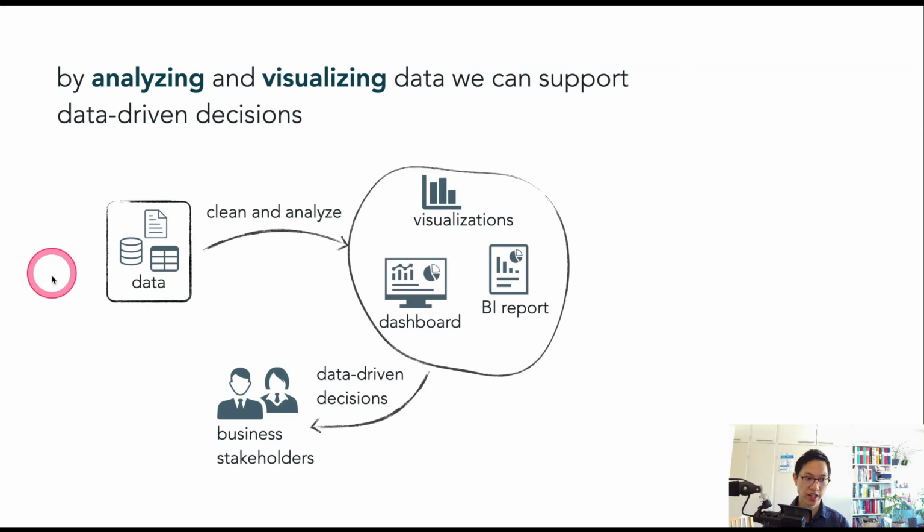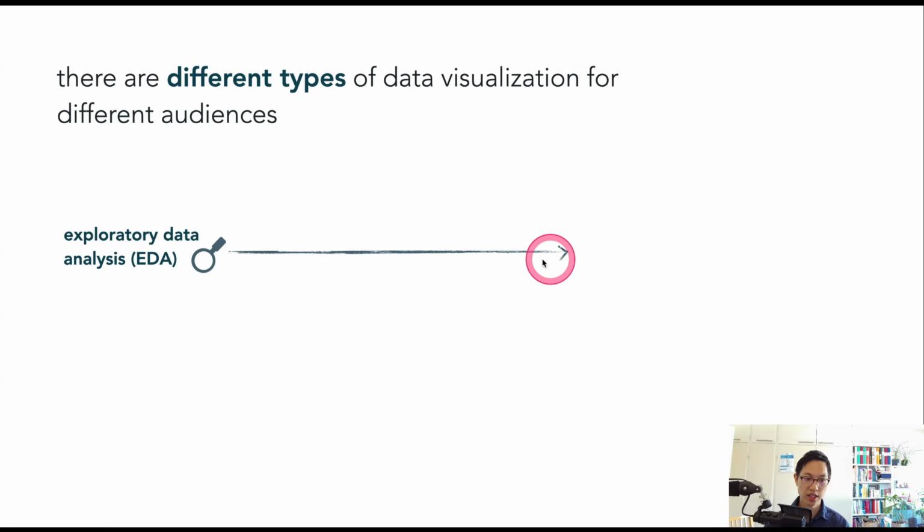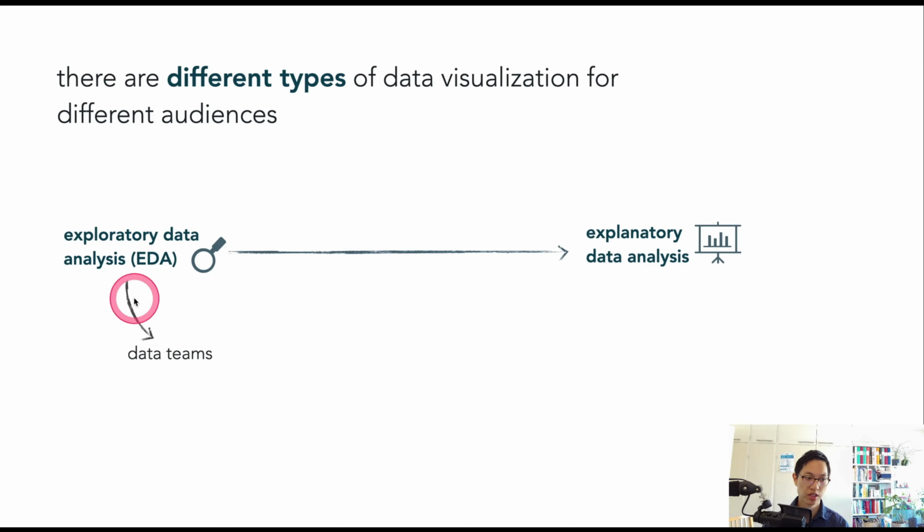So as simple as you have data, you clean it, and then you visualize it in a certain way that makes business stakeholders understand them. And there are different types of data visualizations for different audiences. So we have exploratory data analysis, also called EDA. So this is to explore and understand the data. And then you have explanatory data analysis. So the more to the left, the more exploratory field we are in, and the more to the right, the more explanatory. So explanatory, it's more for business stakeholders, they will understand it, while exploratory, it's more for the data team. So here is the data teams.